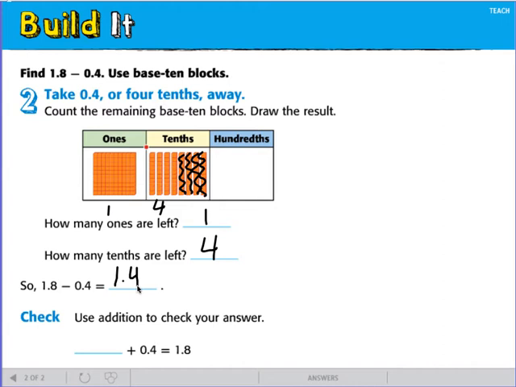Okay? We're going to use addition to check. So 1 4/10 plus 4/10 is 1 8/10. Is that correct? Yes. Fantastic.